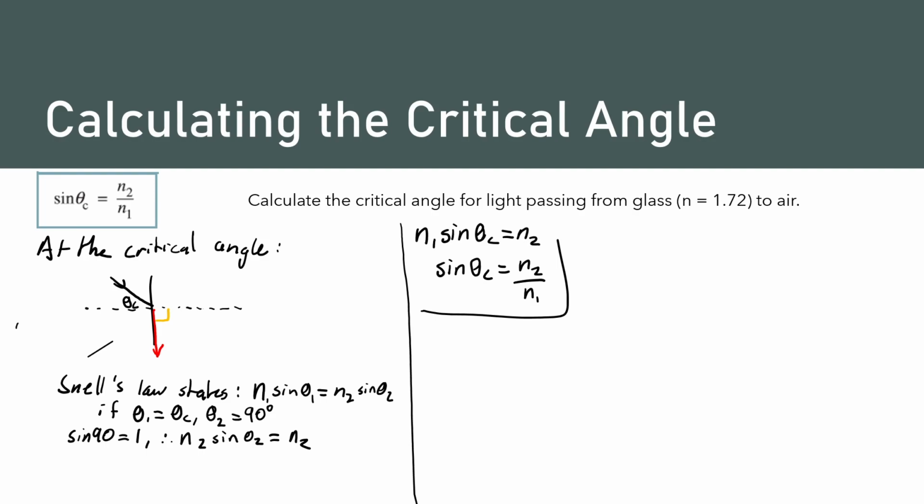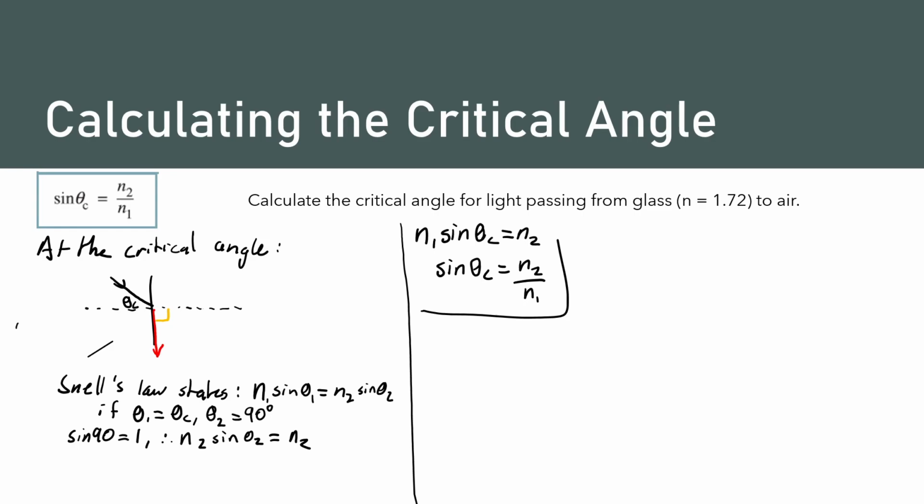Therefore, on the right-hand side of the Snell's law equation, n2 sine theta 2 is just going to become n2. And that's what I have then drawn up on the right, that if we have n1 sine theta c equal to n2, then we can rearrange the equation for sine theta c, and that's going to be equal to n2 over n1. And that is our critical angle equation that we see in our data sheet.